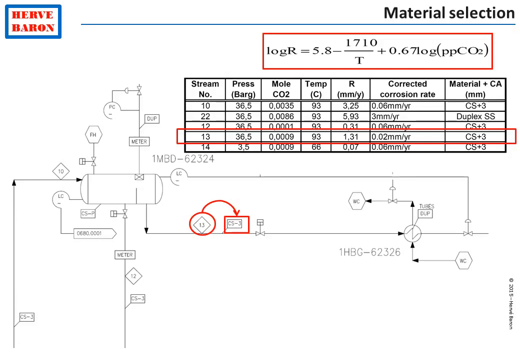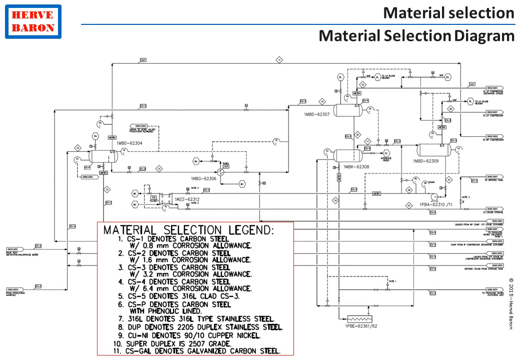So, this calculation is done for each and every line of the facility, and the material is selected as I just explained. The results are shown on the material selection diagram, which uses the PFD as background and indicates for each line which is the material of construction that is selected.